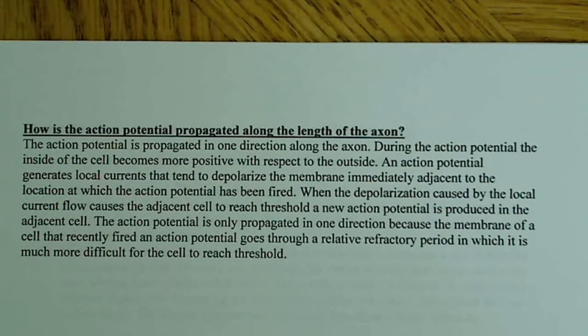And the action potential is only propagated in one direction, and that's because the membrane of the cell that recently fired an action potential goes through what's known as a relative refractory period, in which it is much more difficult to bring the cell to threshold again. So that's the reason why we see it only going in one direction. It would be way too much energy and way too much voltage change would need to occur in order to bring it to threshold. Okay?